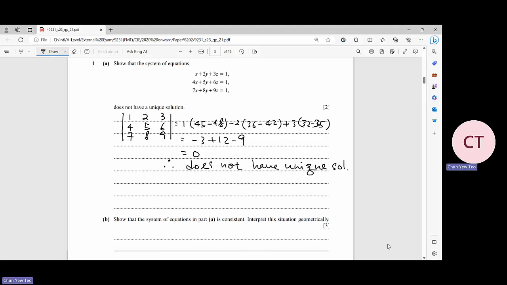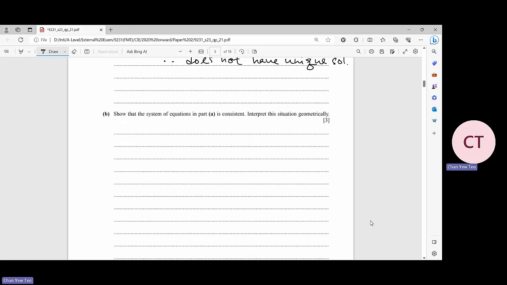Then now we look at B. Show that the system of equations in part A is consistent. Consistent has two meanings: either they have a unique solution or they have infinite solutions. So infinite solutions are also considered consistent. Since in part A we already showed that it cannot have a unique solution, that means in order to be consistent, it must have infinite solutions.